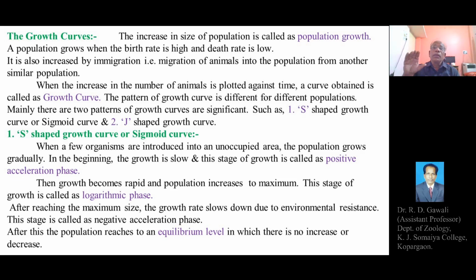Means in the initial phase of development in a particular area, when there is entry of a few organisms into an unoccupied area, the number of individuals grows gradually or slowly. In the beginning, the growth is slow, and this stage of slow growth is called the positive acceleration phase.